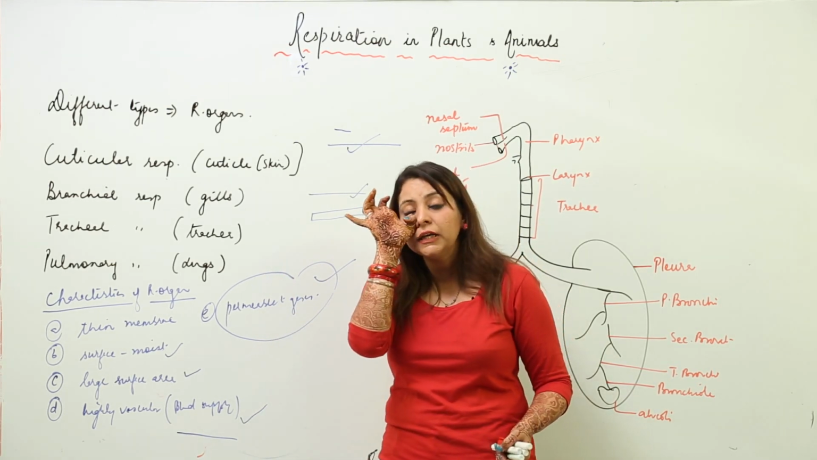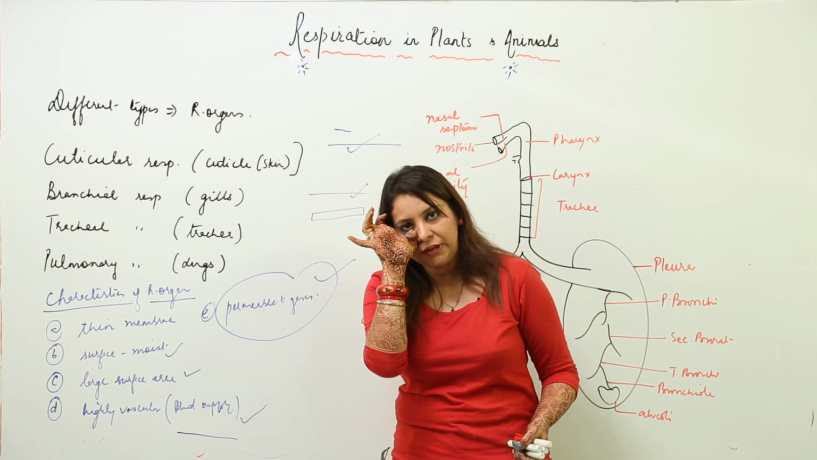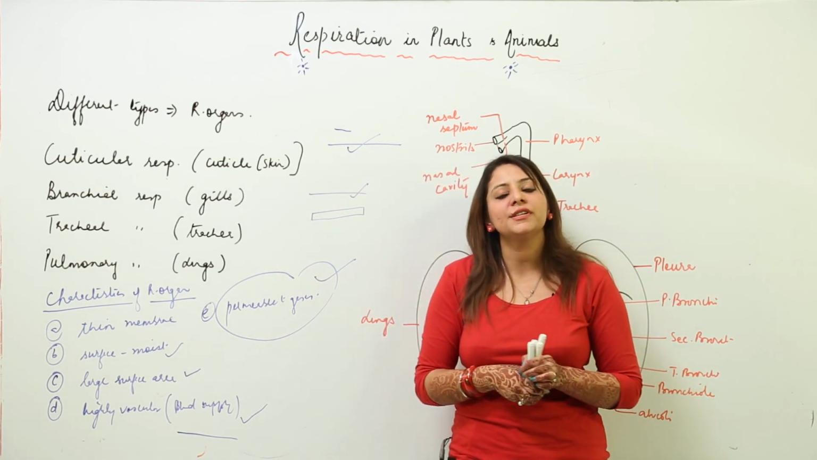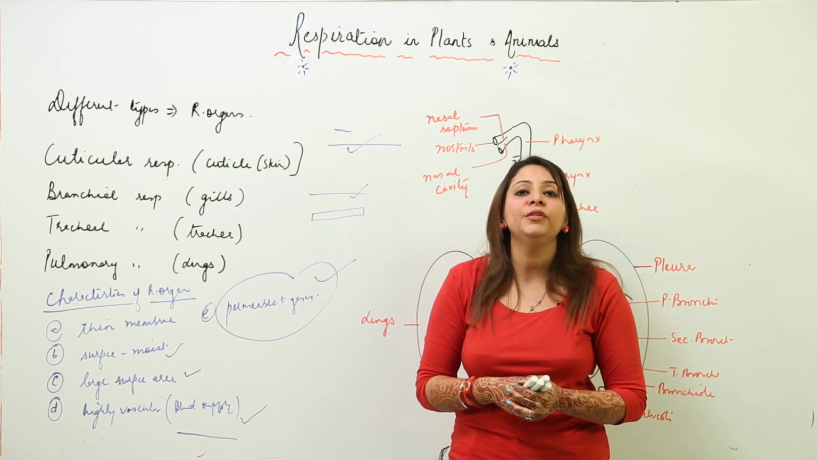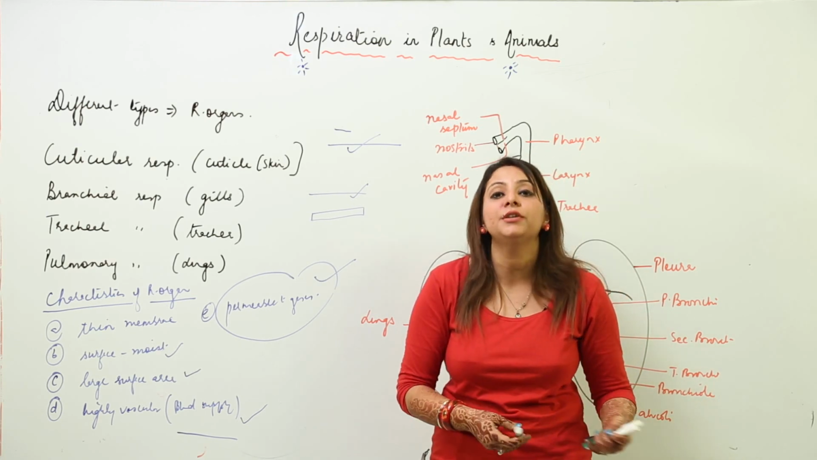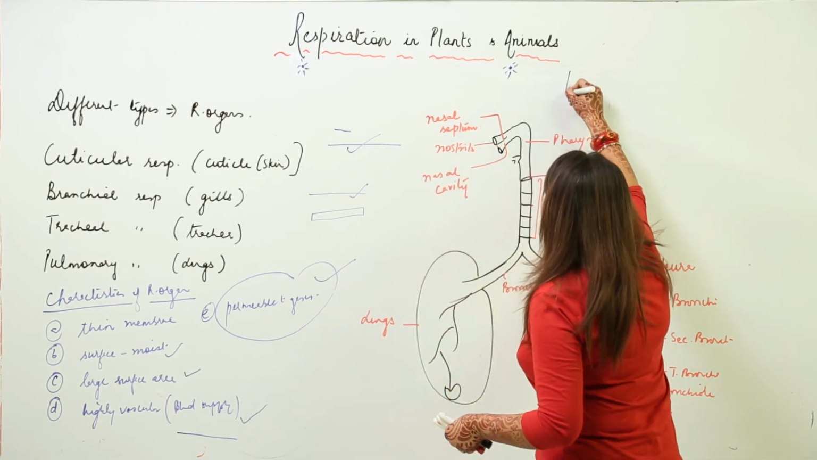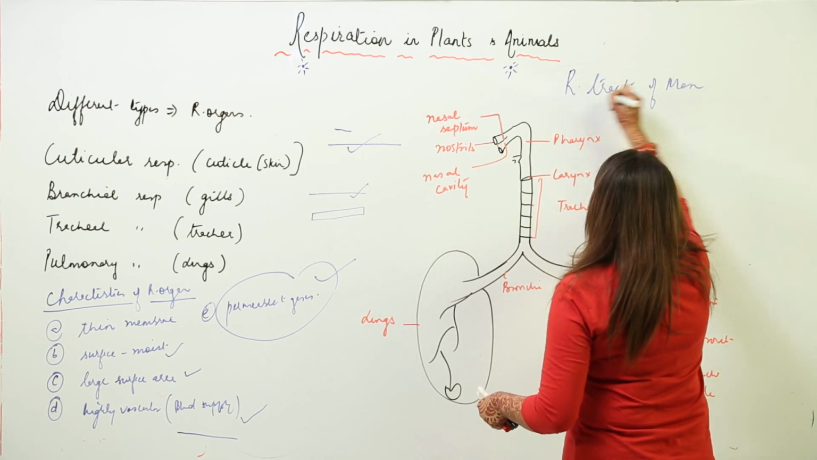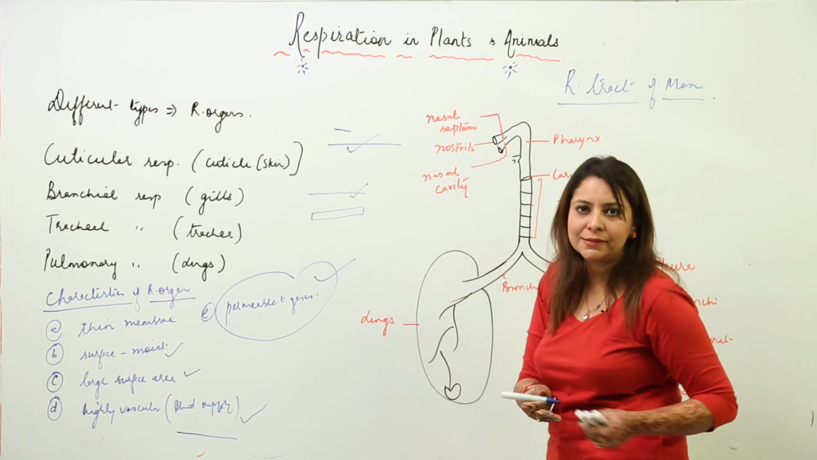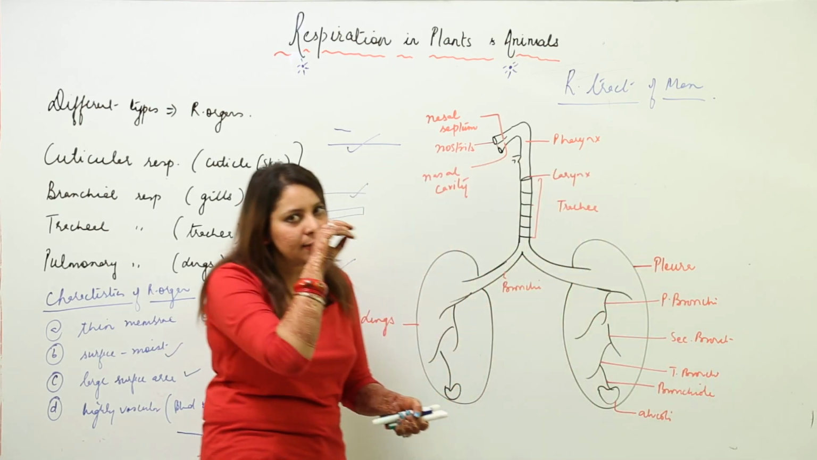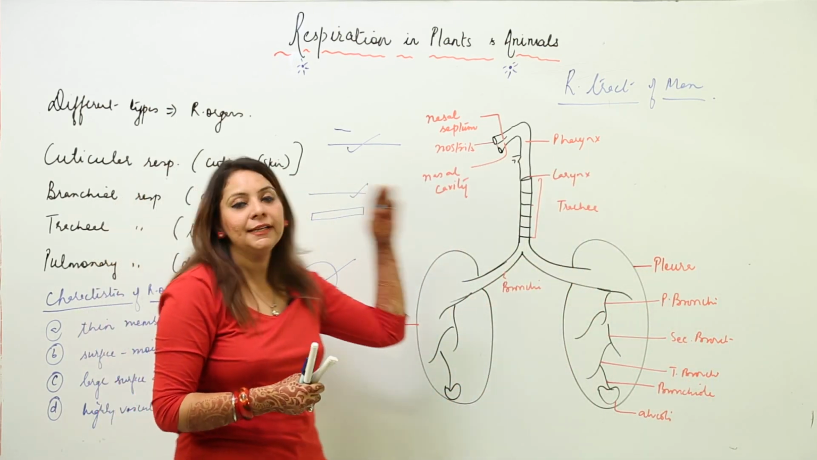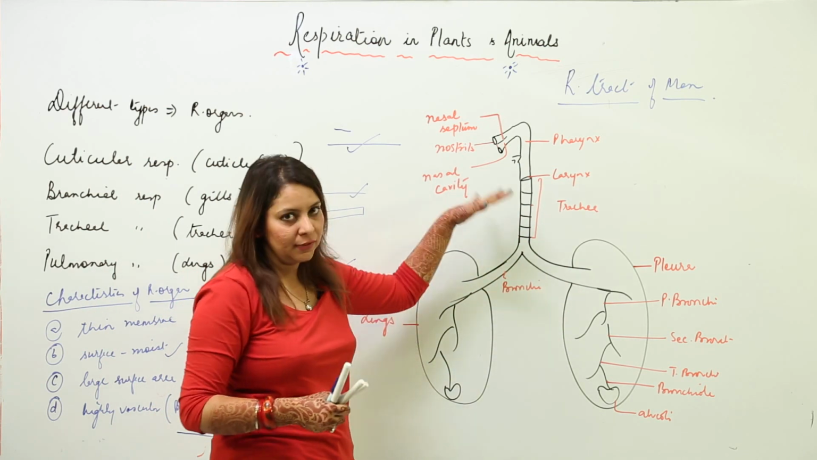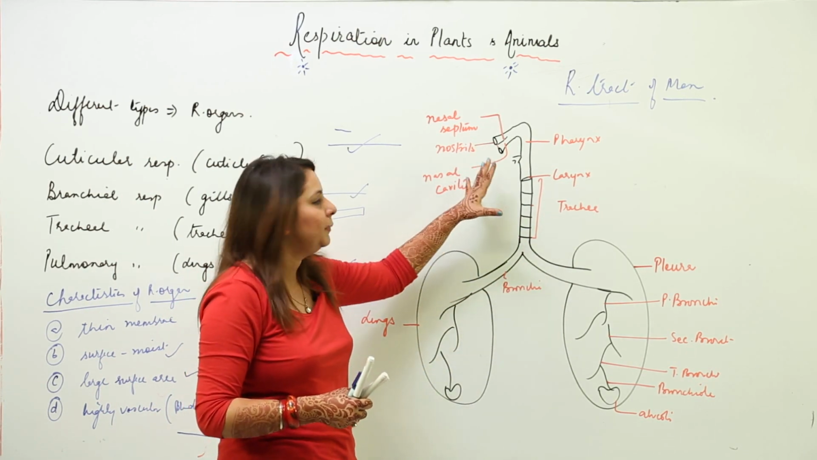So now we are starting with the human respiratory system. The first thing is that we need to concentrate on the respiratory tract of man. So this is the respiratory tract of humans. See, what are the organs which comprise the respiratory tract? Then I will explain again. So I am just naming the labels.